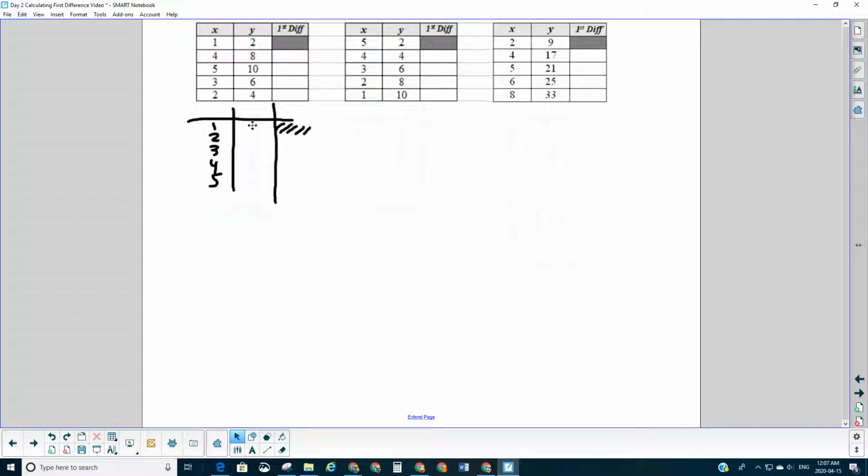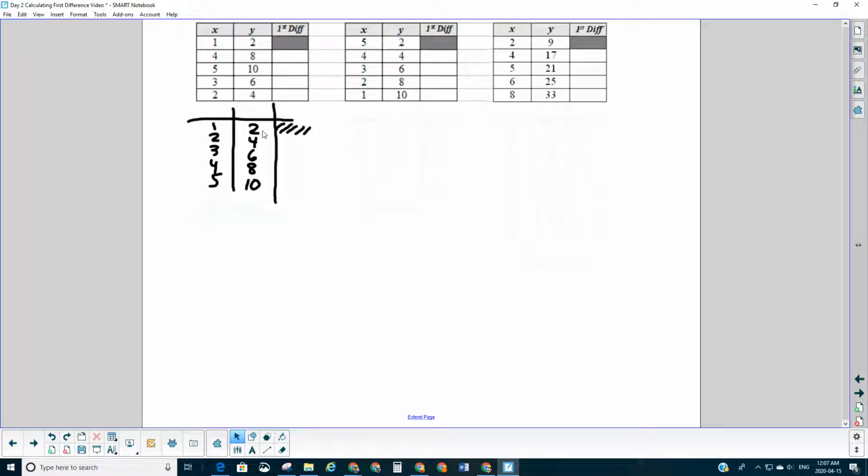And I'm going to find their corresponding y values. So at 1, it's 2. At 2, oh, it's down here, 2, it goes to 4. At 3, it's 6. At 4, it's 8. And 5, it's 10. Now that it's in order, I can confidently do the first differences. I couldn't do it before.